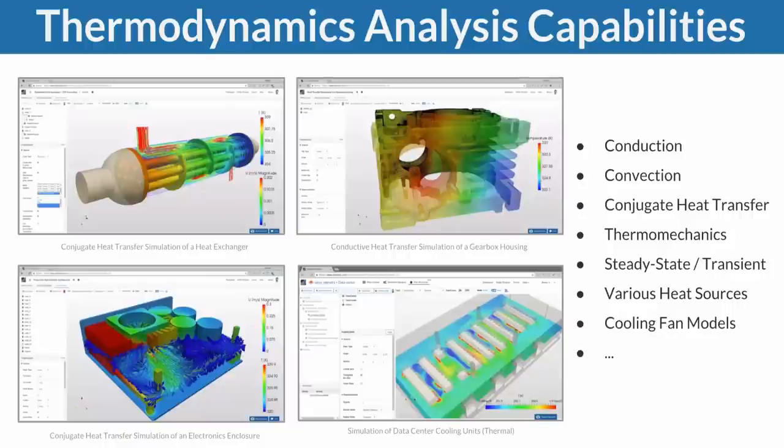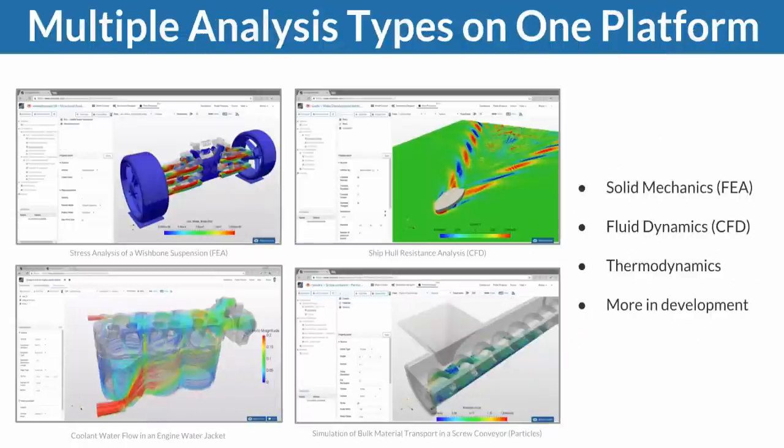There are lots of different analysis types and capabilities that you can work with, from conduction, convection, CHT, conjugate heat transfer, where we model the thermal behavior of the airflow or fluid flow with the solid within, steady state, transient. There are a lot of types of analysis, and even more. It's not only computational fluid dynamics, but also structural mechanics, thermodynamics, or thermomechanical simulations.